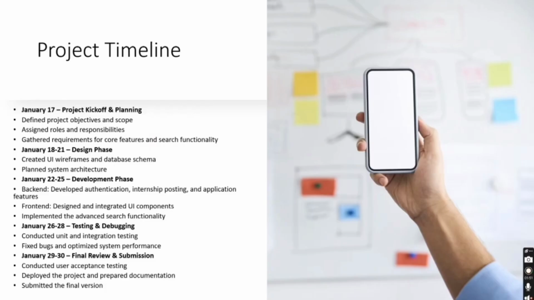Now let's walk through the project timeline. Our project started on January 17th with planning and requirement gathering. By January 21st, we completed the UI design and database structures. From January 22nd to 25th, we developed core features including authentication, internship postings, applications, and the advanced search function. Between January 26th and 28th, we tested the system, fixed bugs, and optimized performance. Finally, on January 29th and 30th, we conducted the final review, performed user testing, and submitted the project.